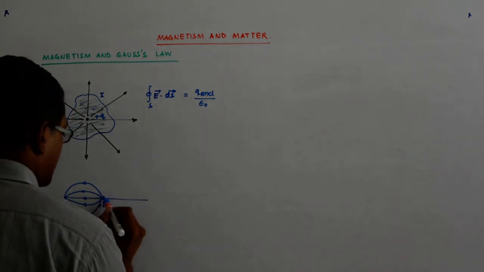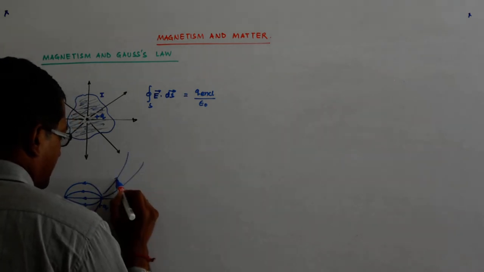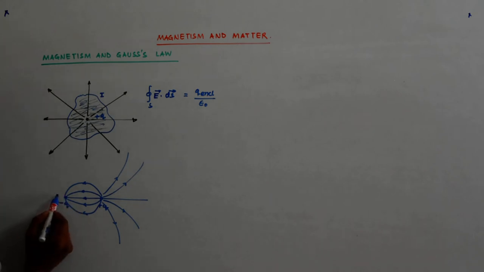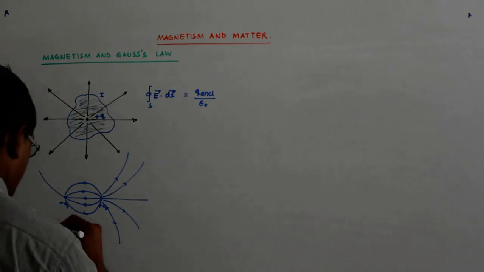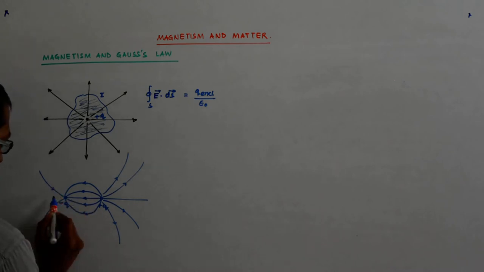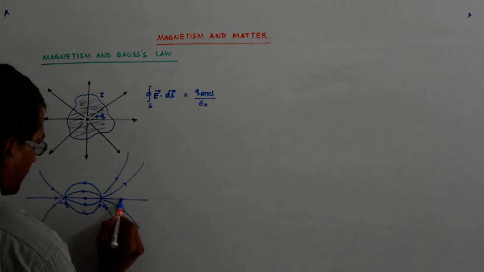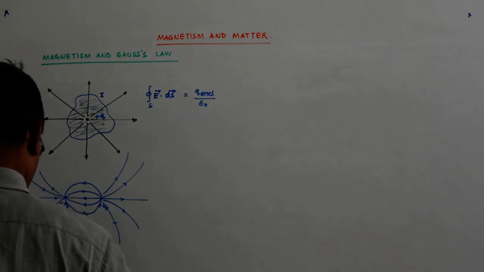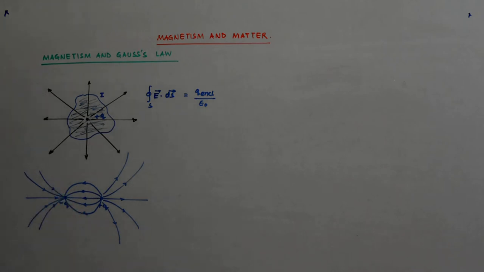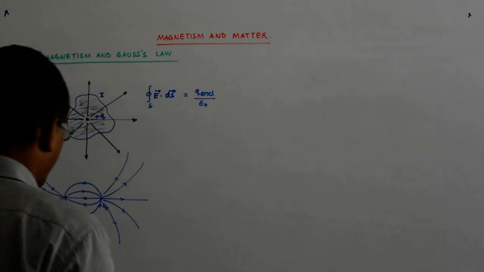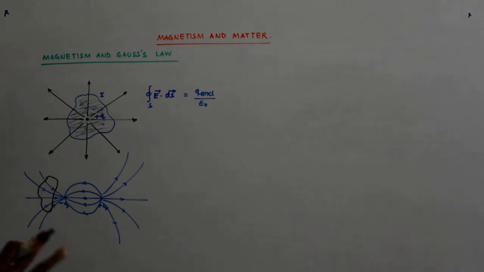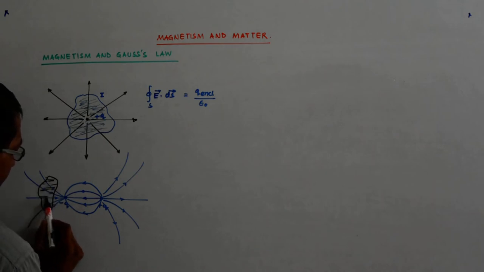And then what happens? Here it is outward. Here it is outward. Here it is inward. Inward. Okay? Like that. Now, if I make a surface somewhere here, let us say here, this is a 3D surface, right? And an enclosed one, so maybe something like that.